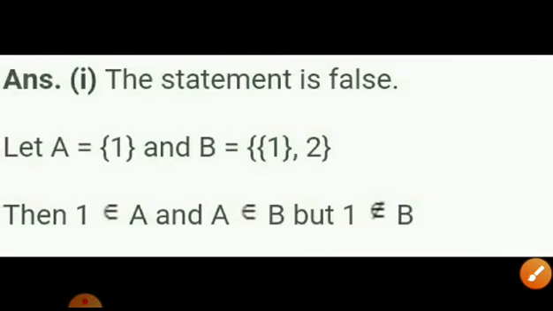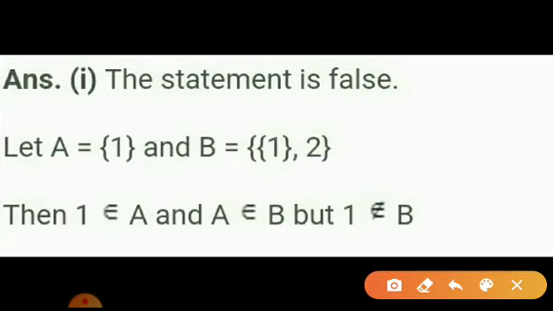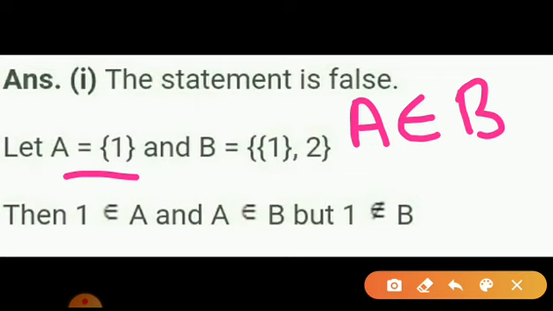Suppose A is equal to singleton 1, and B is equal to, because the condition is that we have to get A belongs to B. That A is the set, so your set is singleton 1, and that will be an element in B. So I have written B as containing singleton 1 and any other element you can write. It is not specifically 2. You can write any other element.